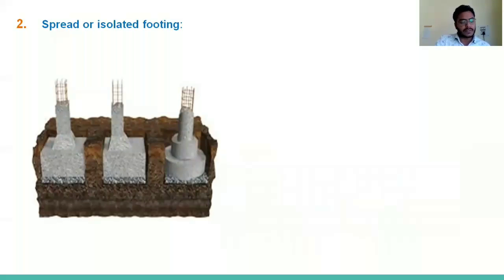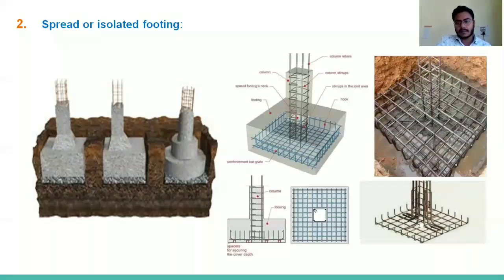In the first case also, we will see that the cross section of the footing is larger than that of the column, so whatever load is coming will be distributed over the larger area, right?